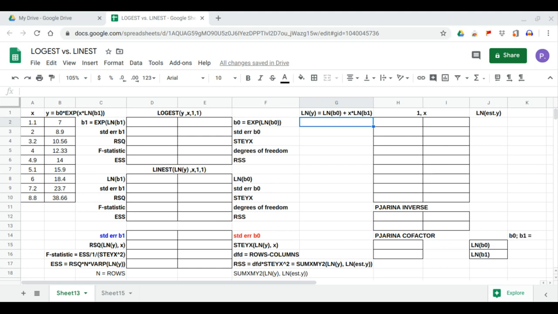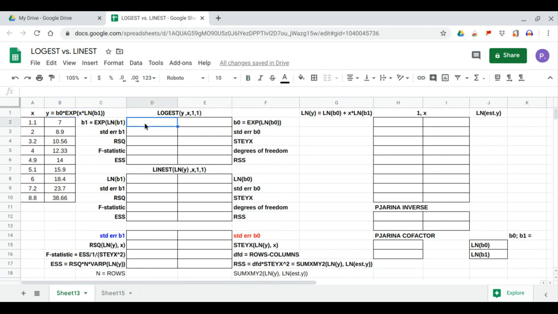Hello, in this video we will compare the LINEST and the LOGEST function. So here we have a data set in the exponential form where the value of y increases exponentially. So we have an equation for y which is b0 times exponent x times ln b1.